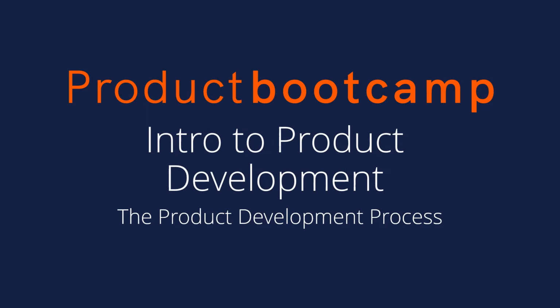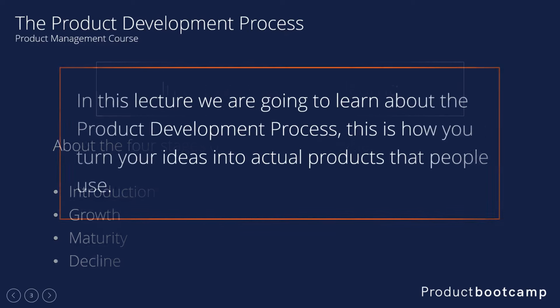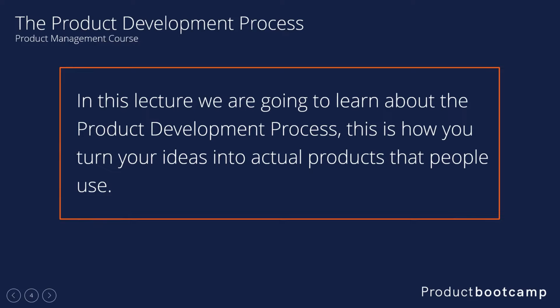Product development process. In the last lecture, we learned about the 4 stages of the product lifecycle: introduction, growth, maturity, and decline. As a product manager, it's so important that you are able to easily identify the stages of the product lifecycle that a product is in. It's also a really popular product management interview question, so go back to the lecture if you don't know all 4 stages.